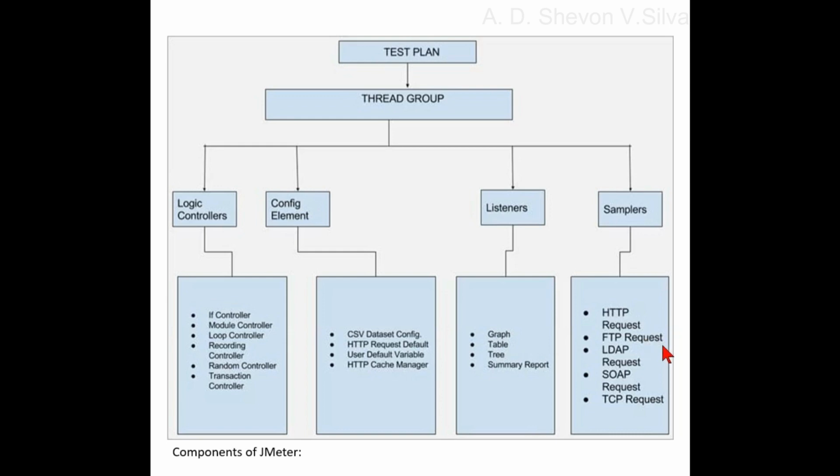FTP request: go to test plan, then thread group, then sampler, then FTP request. FTP stands for file transfer protocol, and it is used to upload or download files from the server. JMeter threads send requests to FTP servers to upload or download files from there and measure the performance.